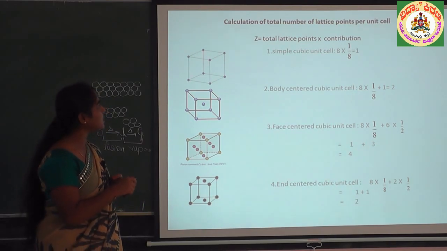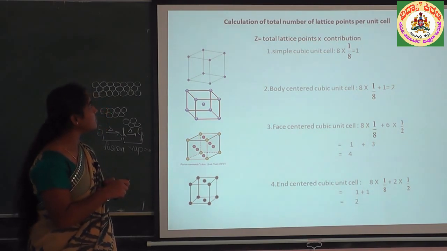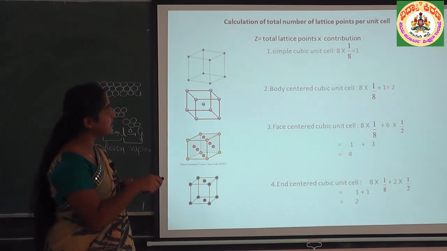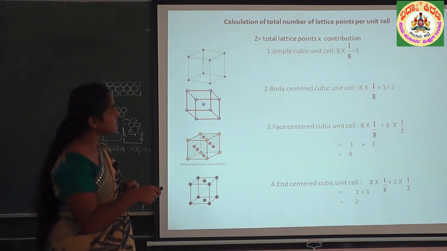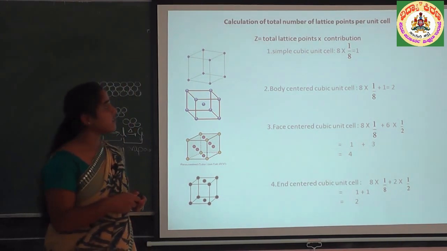This is the simple cubic unit cell. Here the total lattice points count: 1, 2, 3, 4, 5, 6, 7, 8. So there are a total of 8 lattice points, so I write 8 into contribution, which is 1 by 8. 8 ones are 8, so we cancel out and end up with 1.